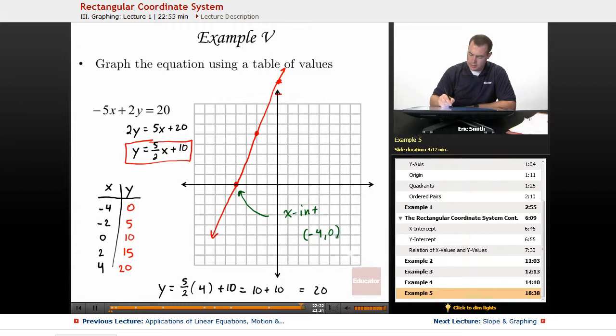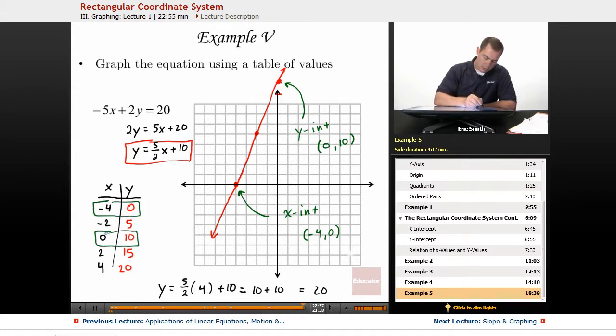This one's at -4, 0. And its y-intercept way up here. This will be at 0, 10. You can see they show up in the chart here and here when one of the variables is 0.